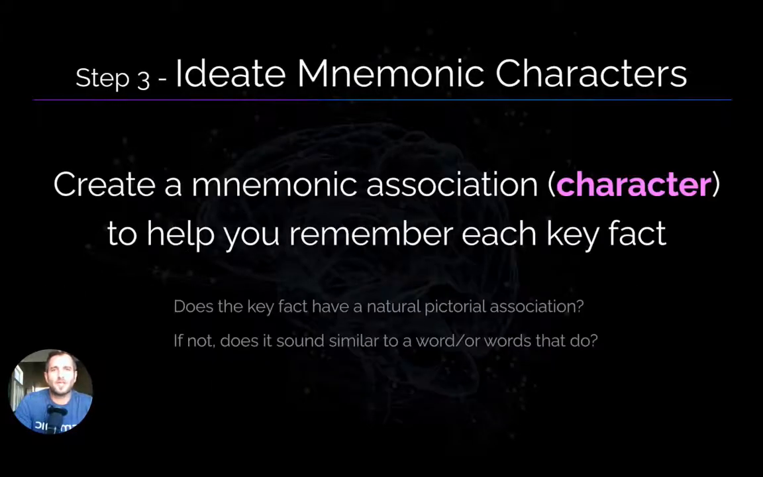Now, once we've done this, we're going to move on to step 3. And this is where some of the creative elements come in. You want to ideate mnemonic characters, or create these mnemonic associations to help you remember each key fact. This is also called picturable equivalence. Okay? When you think of the word at hand, do you actually associate it with an image? If you do, you want to just use that image. If not, we're going to create a character to help you remember the key fact.